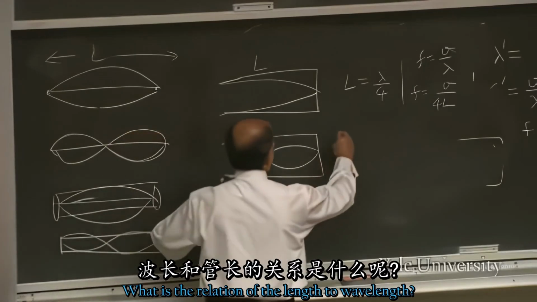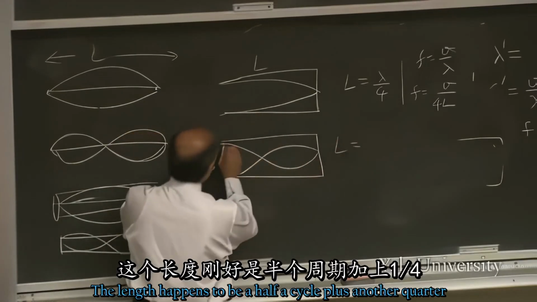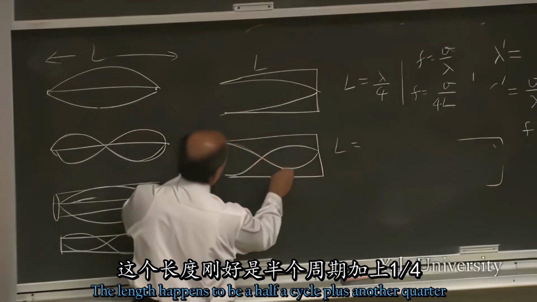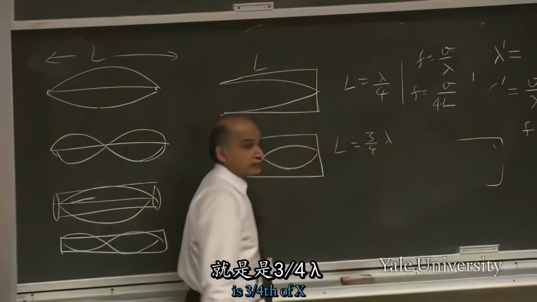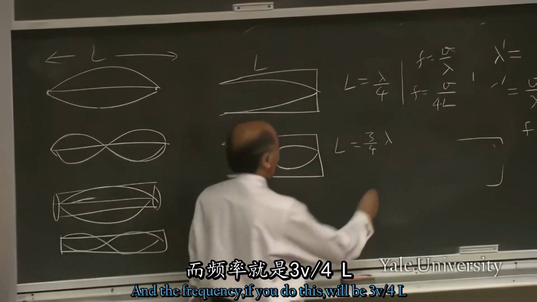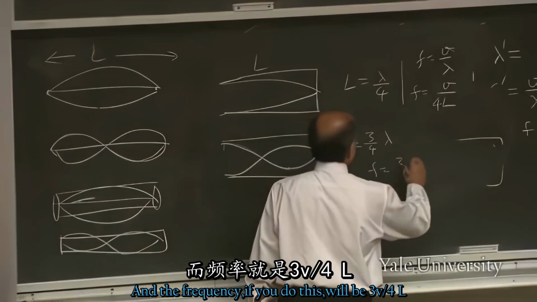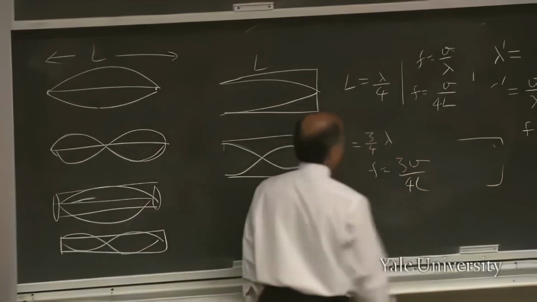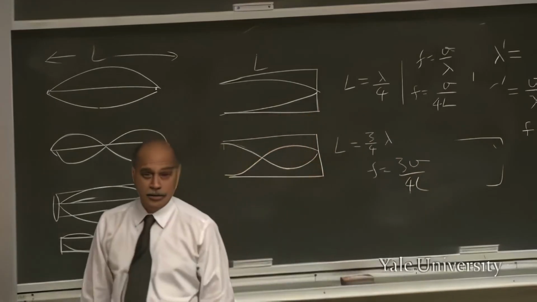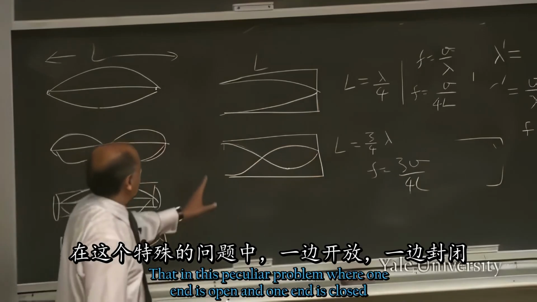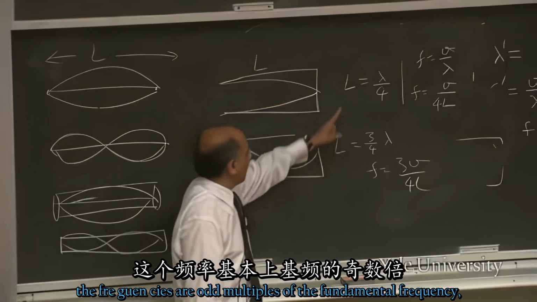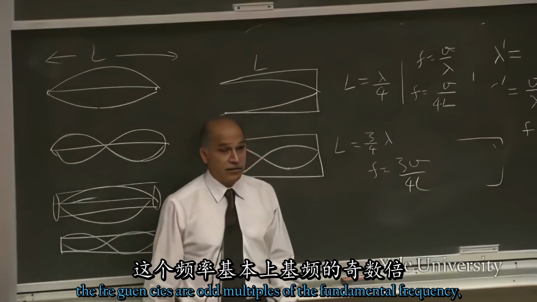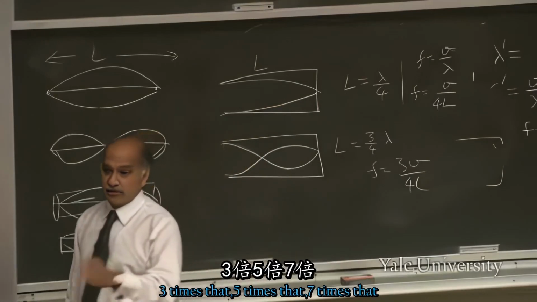Now, what's the answer here? What is the relation of the length to wavelength? The length happens to be half a cycle plus another quarter, which is 3/4 of lambda. And the frequency, if you do this, will be 3v over 4L. And this is all I want you to notice: in this peculiar problem where one end is open and one end is closed, the frequencies are odd multiples of the fundamental frequency. 3 times that, 5 times that, 7 times that.